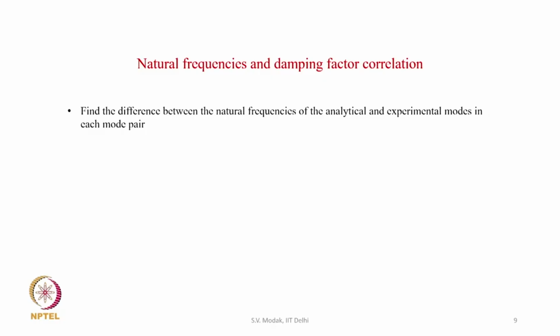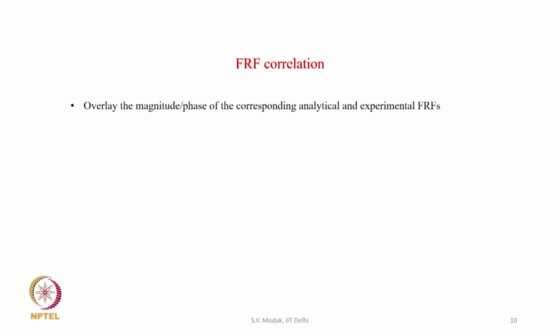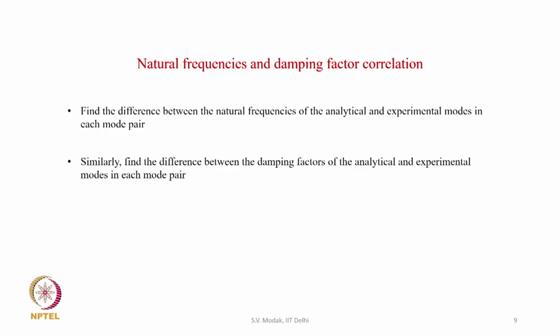Now we can find the difference between the natural frequencies of the analytical and experimental modes in each mode pair. We can determine the percentage error in the natural frequency predicted by the FE model, right. So, maybe we can take the difference of FE model natural frequency and experimental natural frequency and divide it by experimental natural frequency multiplied by 100, giving us the percentage error in the prediction made by the FE model, right. Similarly, we can find the difference between the damping factors of the analytical and experimental modes in each mode pair and determine the percentage error in the predictions of modal damping factors based on the FE model.